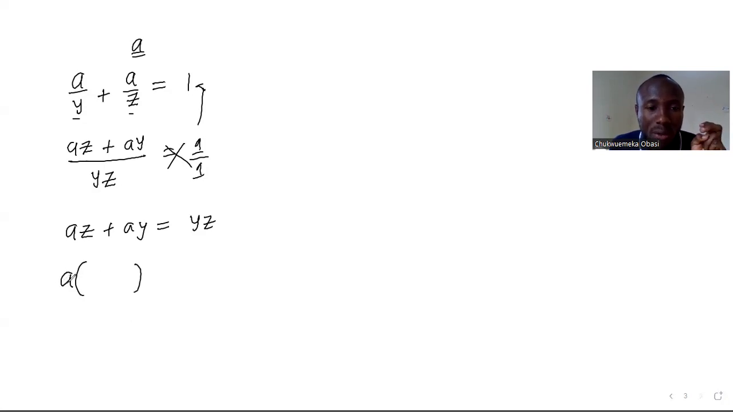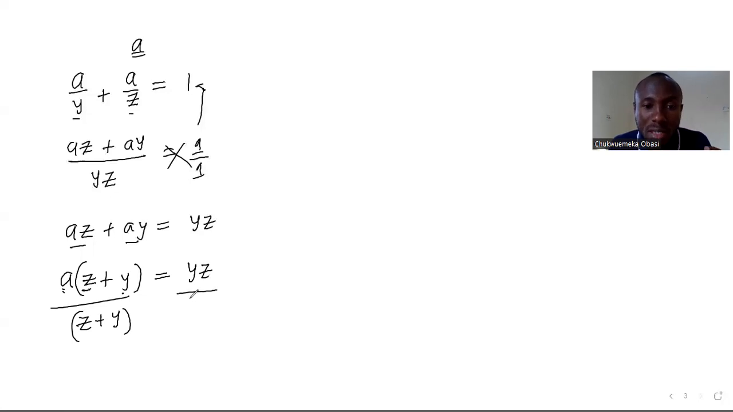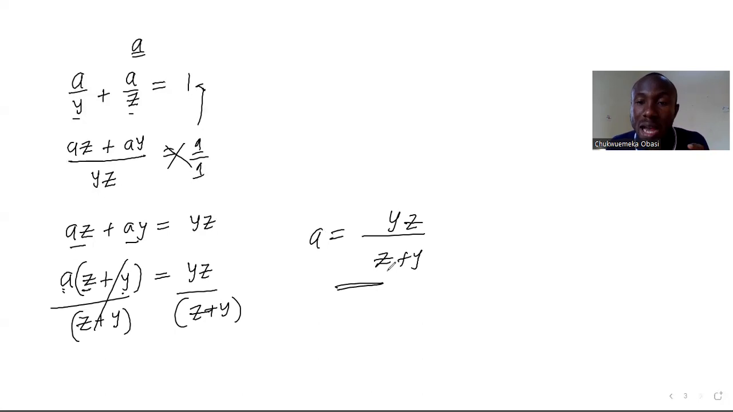And when I factor out A, if A divides this quantity here, you'll be left with Z. And if A divides the quantity here, you'll be left with Y. As if to say, A times Z will give me AZ, and A times Y will give me AY. So that will be equal to this YZ in our right-hand side. Now, you see, A is now just 1, right? And how do you take away Z plus Y from here? You divide both sides by Z plus Y. And that will give us A is equal to YZ over Z plus Y. That's the answer to this question.